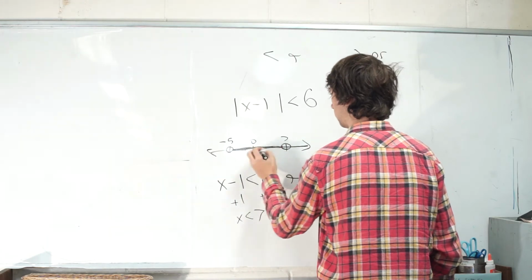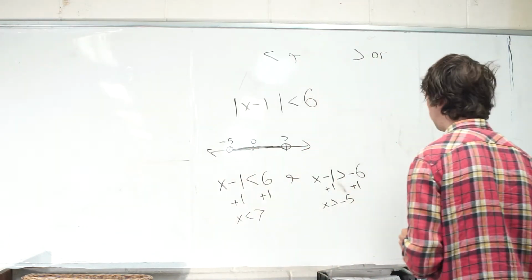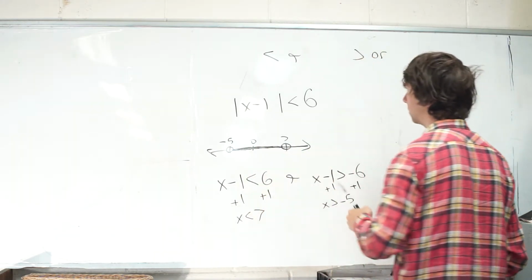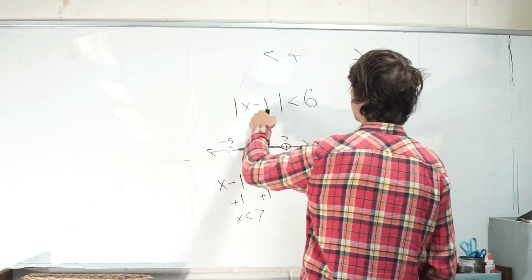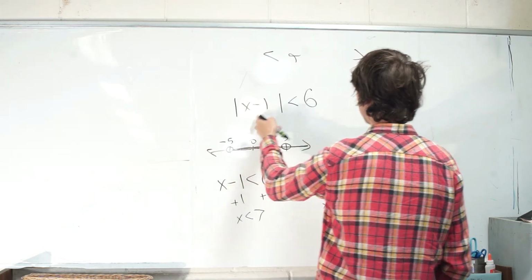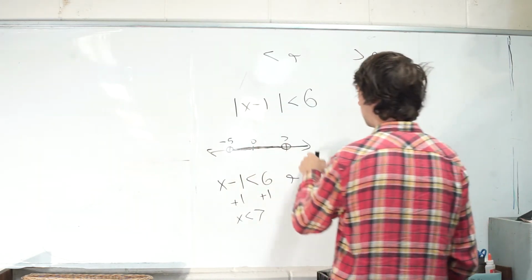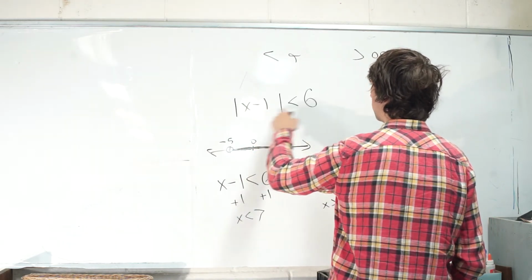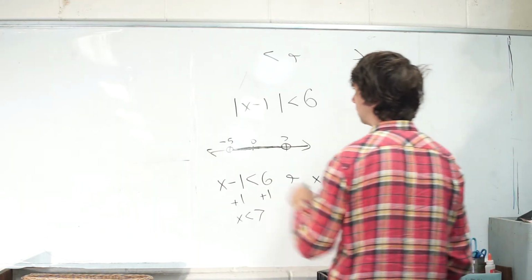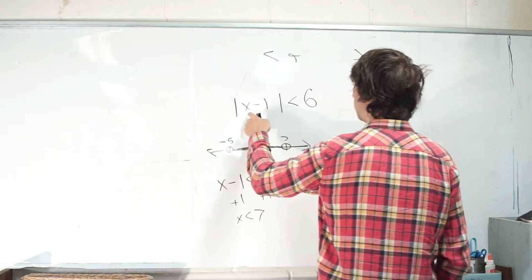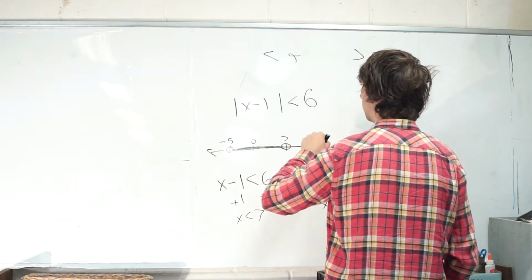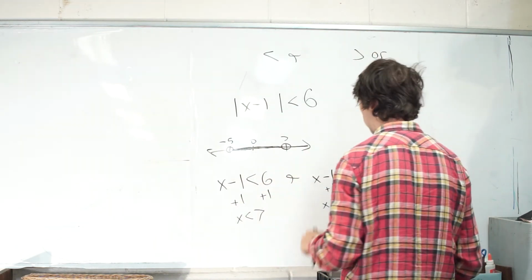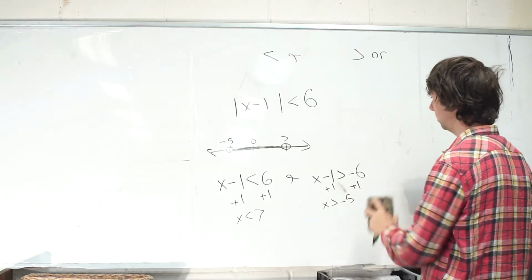All right? And if you're not sure, you can test it. You can test 0. 0 should be a solution in this case. So 0 minus 1 is -1, becomes +1, but still less than 6. So that's good. You can test 10. 10 should be false. 10 minus 1 is 9. 9 is not less than 6. So that's good. That's false. We can test -10. -10 minus 1 is -11. Becomes +11, which is not less than 6. So it looks like our solution region makes some sense.